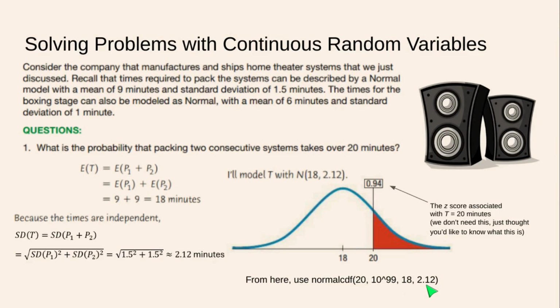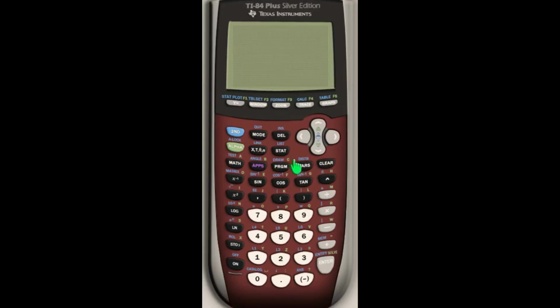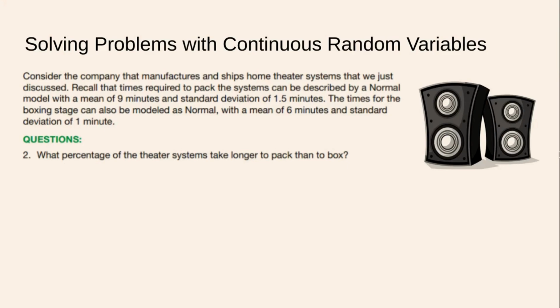Time for the calculator. So we're here at the calculator. I'm going to go to second distribution. I'm going to go to number 2, normal CDF, and I'm going to start entering some things. I want to have my lower bound be 20. My upper bound, I'm going to make 10 to the power of 99. And I'm going to have my mean be 18 and my standard deviation 2.12. And then I go down to hit paste. And I get a little north of 17%. Okay, on to the next problem.